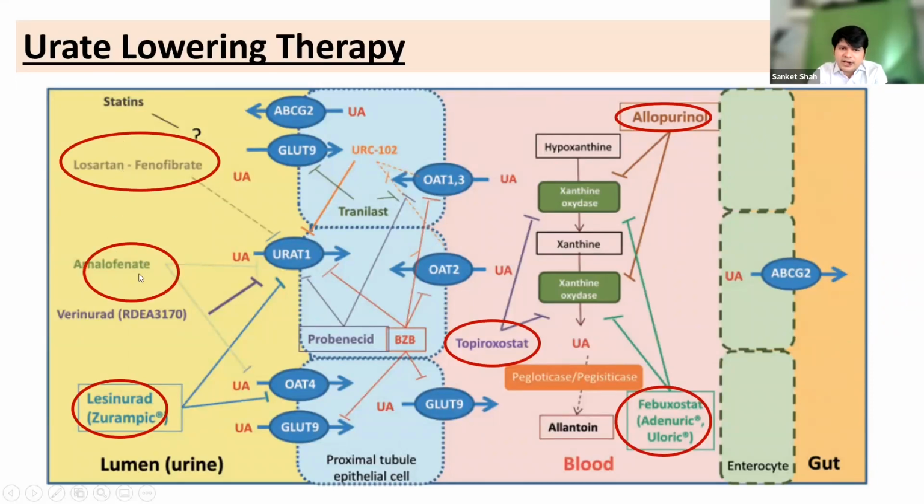Same with arhalofenate, which is also a drug targeting URAT1 and OAT4. Then there is verinurad, and then there is pegloticase, which is also available in India. Right now, as per my information, I know allopurinol, febuxostat, topiroxostat, pegloticase, and lesinurad. These are the drugs which are available in our Indian clinical practice. Okay, lesinurad is a very good add-on agent when you do not have febuxostat or allopurinol working for your patient to achieve the target uric acid.